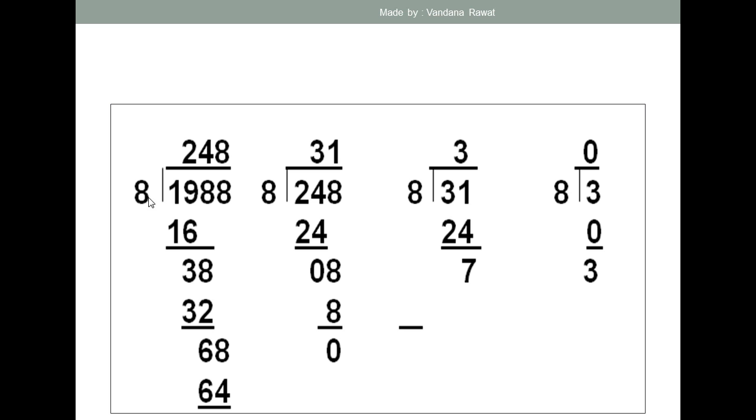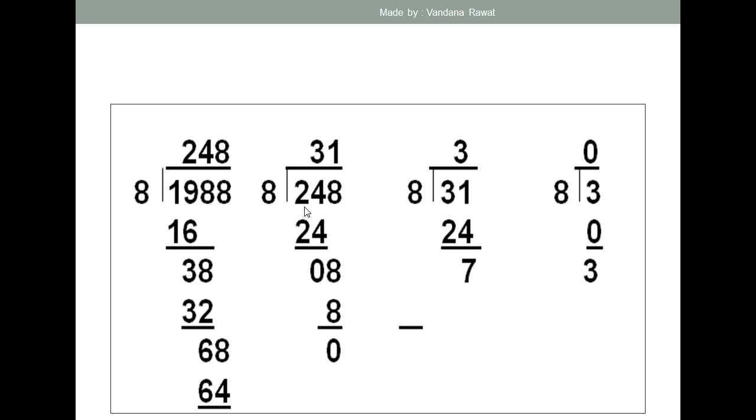First of all, you are dividing this 1988 by the octal number. That means 8 2s are 16, and after that it will be 38. So 8 4s are 32. Then after that it will be 68. So 8 8s are 64. That means what you are getting at last is 4. Okay. So this 4 will be written in the LSB digit.